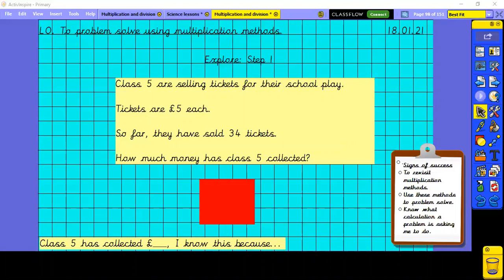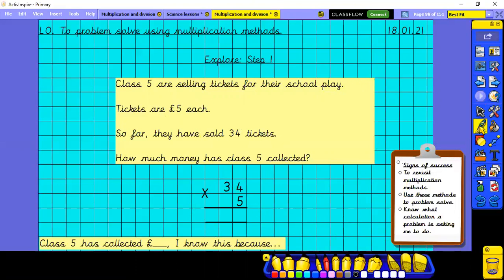Tickets are £5 each. So far, they have sold 34 tickets. How much money has Class 5 collected? So pause the video and think about what calculation you need to do to solve this problem. Okay, so this problem is asking us to multiply 34 by 5 because we have sold 34 tickets and they cost £5 each. So I'm going to show you using column method, but you can use partitioning or the place value counter method, whichever one you prefer.